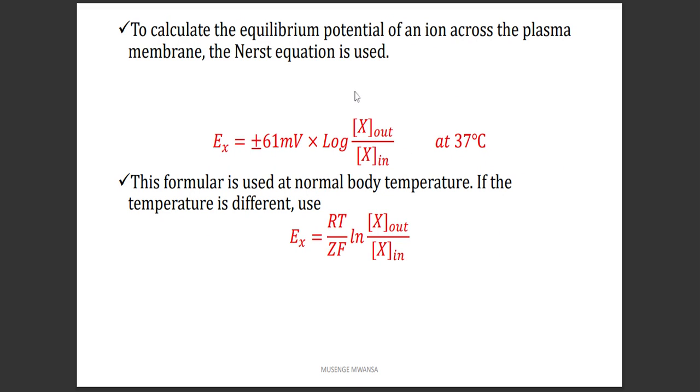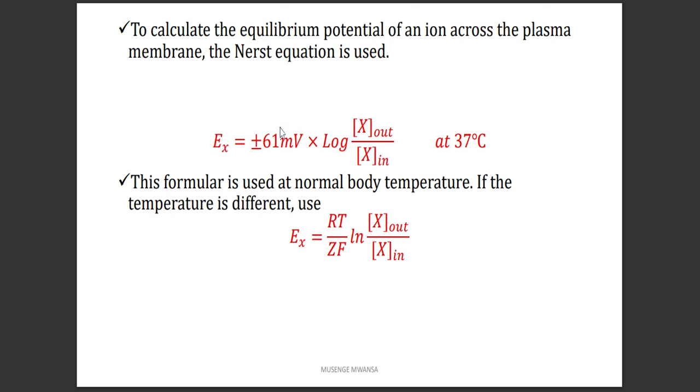Right. So to calculate the equilibrium potential of an ion across a plasma membrane, the Nernst equation is used. It is positive or negative 61 millivolts multiplied by the log of the concentration of ions outside the cell divided by the concentration of ions inside the cell. Now, I shouldn't even have said positive or negative. It's supposed to be positive when we are saying out over in. If I put in on top and out down, then I'm supposed to put a negative here because I've reversed the log.